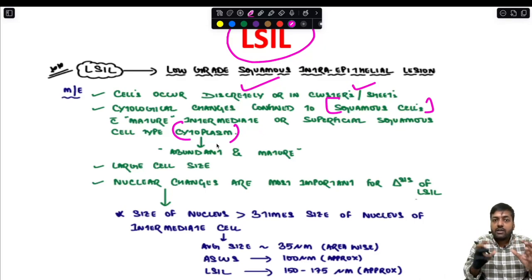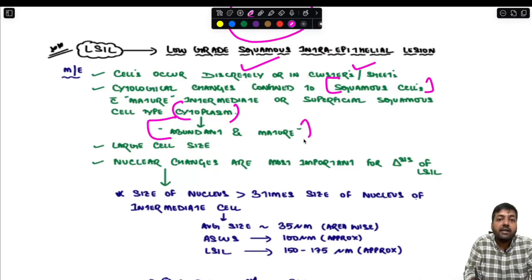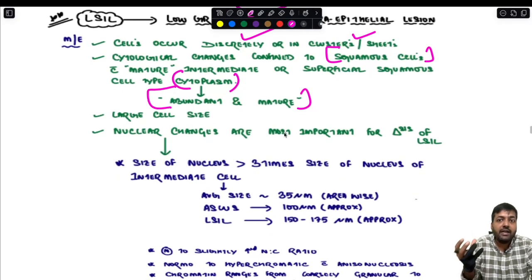So cytological changes are confined to only those squamous cells whose cytoplasm is mature, intermediate or superficial squamous cell like. Okay, such cells are abundant and mature. Abundant such cells are there, and only such cells are showing the cytological changes of your L cell. The cells are larger in size.